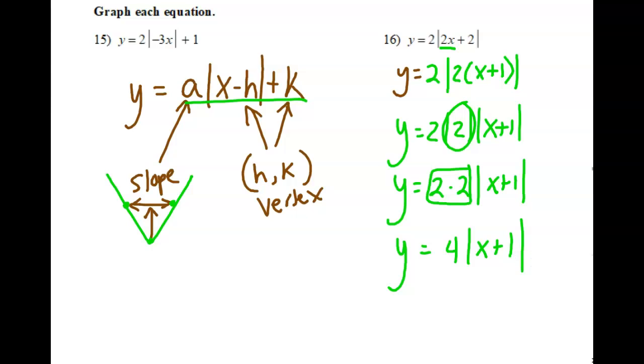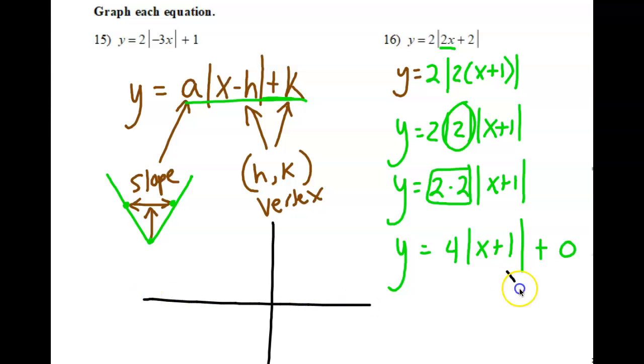Okay. Now, another thing you may notice is that we're missing the plus k, but anytime you're missing an h or a k, it's just 0. So now that I've gotten my equation to match the proper format there, we're ready to graph it. So my vertex is going to be negative 1 and 0.